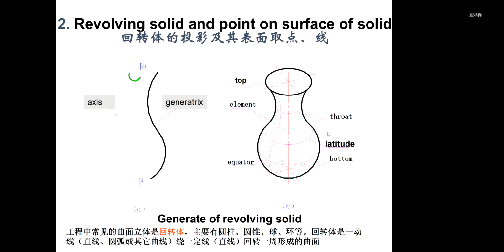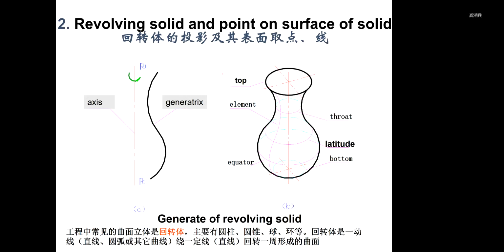So this one, we call it latitude, and this one is element, and this one is the top plane. This one is the equator. This one is latitude. Just like our Earth, we call it latitude and equator. Just like our Earth, we use the revolving, and revolving solids sometimes have shapes that should have curved lines.